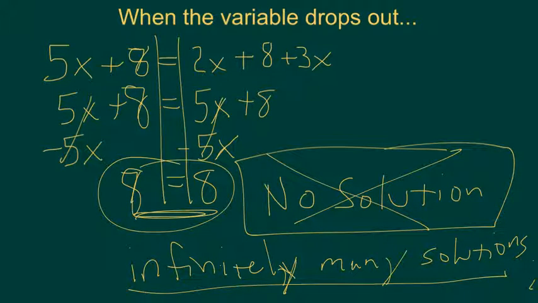Because no matter what value I plug in for x, I would still get 8 equals 8. And that would mean that when I get 8 equals 8, whether I put in a billion for x or -2 for x, I'd always end up with 8 equals 8, which means there would never be anything that was not a solution. So when the variables drop out and the two sides are equal, you have infinitely many solutions. If they're not equal, then you would have no solution.